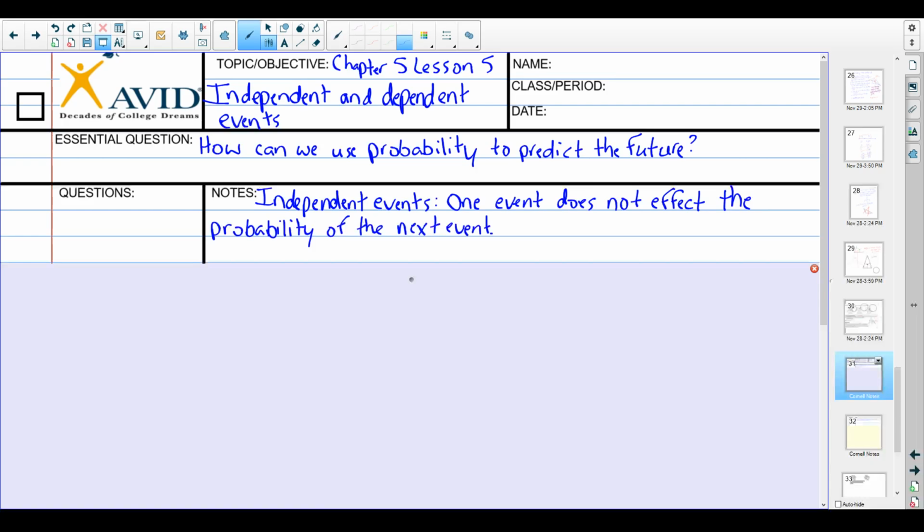Alright, Chapter 5, Lesson 5, Independent, Dependent Events. Give you a little bit to write this down.